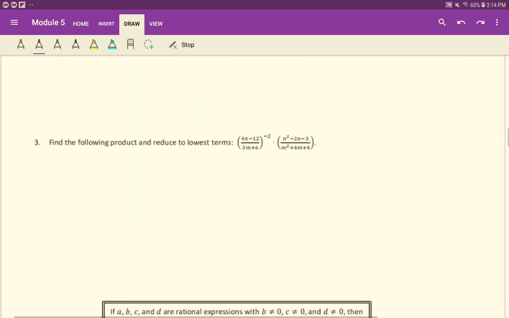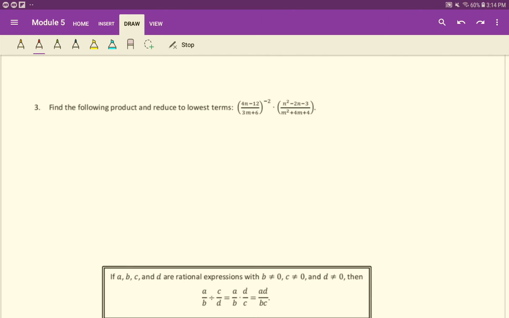All right, let's try another one. Find the following product and reduce to lowest terms. Okay, now looking at this, we have, again, this rational expression right here. You'll notice it's being raised to the negative second power. Likewise, we have another rational expression over here. So let's again attempt to use that same strategy that I was talking about, where we're going to factor.